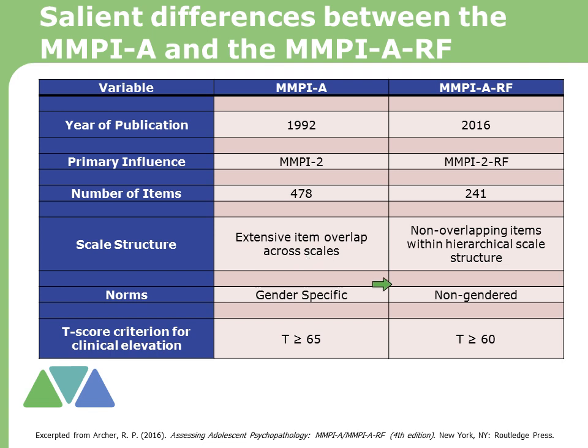The norms for the MMPI-A-RF, unlike the A, are non-gendered, although you can break them out separately by gender as an option. And the critical cutoff for the A-RF is 60 versus the 65 standardly used on the MMPI-A.